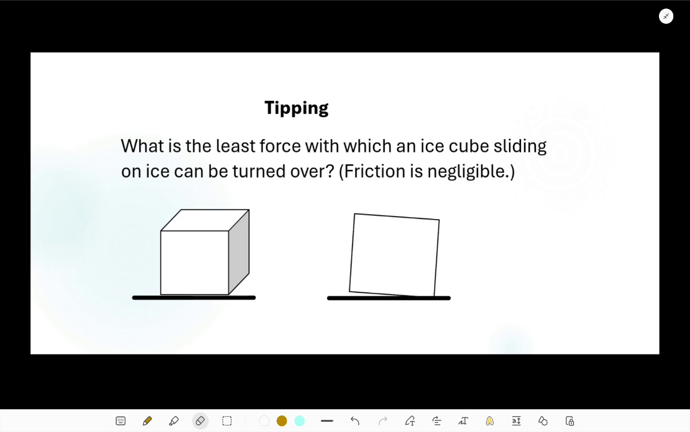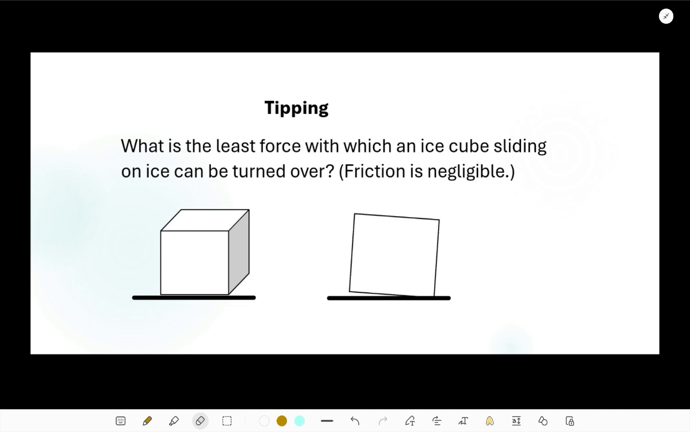whatever you would like to say. And here is a problem at your screen that simply says, what is the least force with which an ice cube sliding on ice can be turned over? The reference of ice means friction is negligible. Friction is not used in this problem. So we are going to solve it.